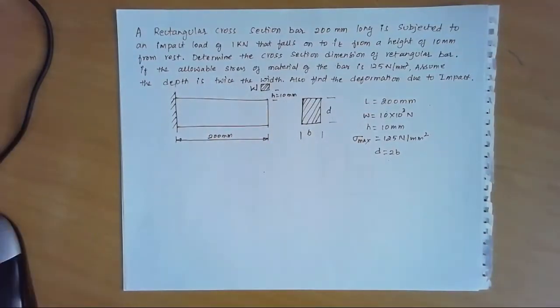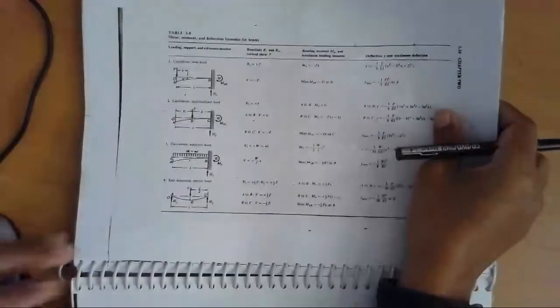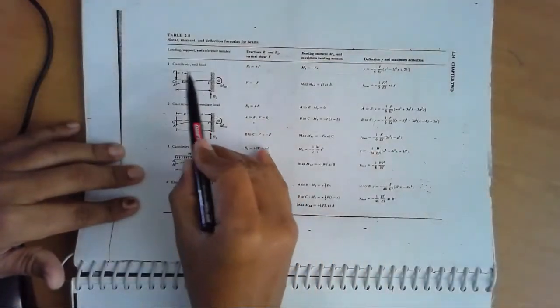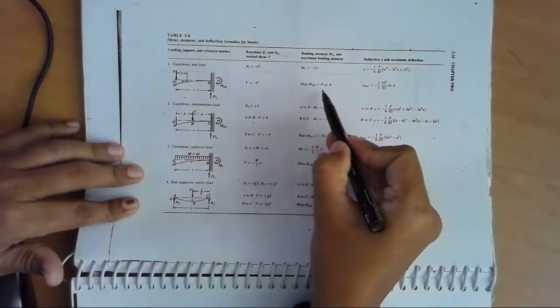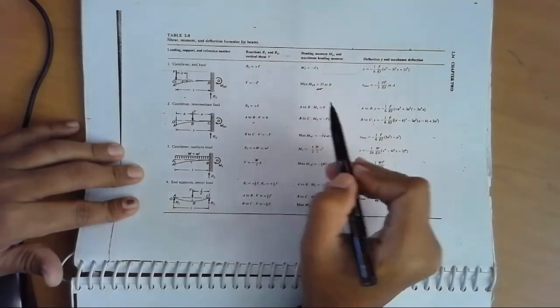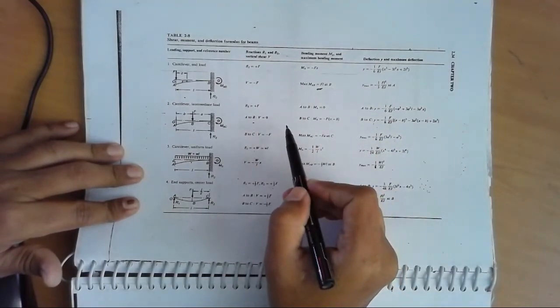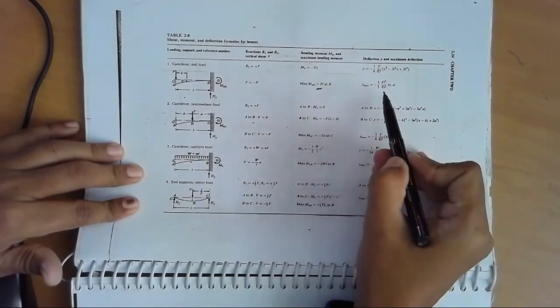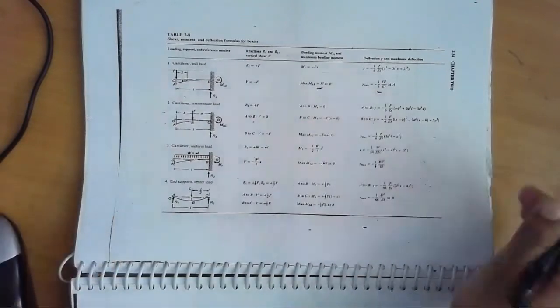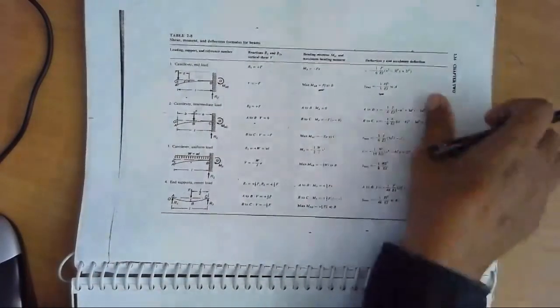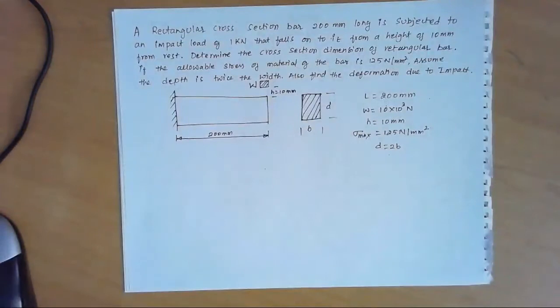Now from table 2.8, from the design data handbook, if you observe this table, this is a cantilever end load. This is the length of the beam. So if you want to find out bending, the bending moment MB will be F into L, and the deflection will be FL cube by 3EI at this particular free end. So now we need to use these two equations from the handbook table 2.8. Now I'll write down those equations.